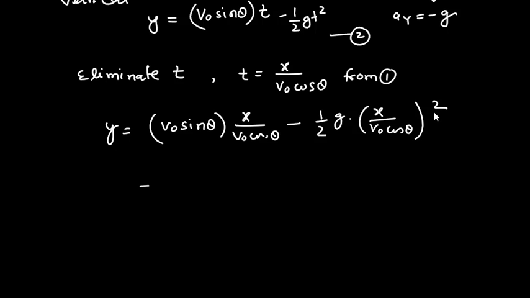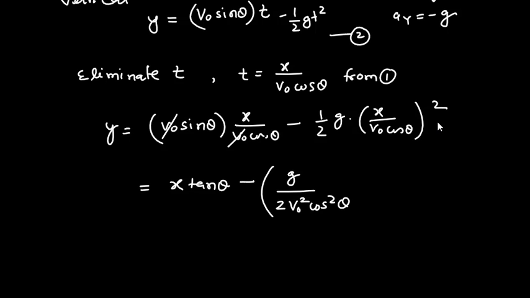Now if we just simplify, what we get is x, and this is cancelled, so here we get tan theta minus... Now if we simplify, we can write like this: minus g upon 2 v naught square cos square theta and x square. This is the equation we get.